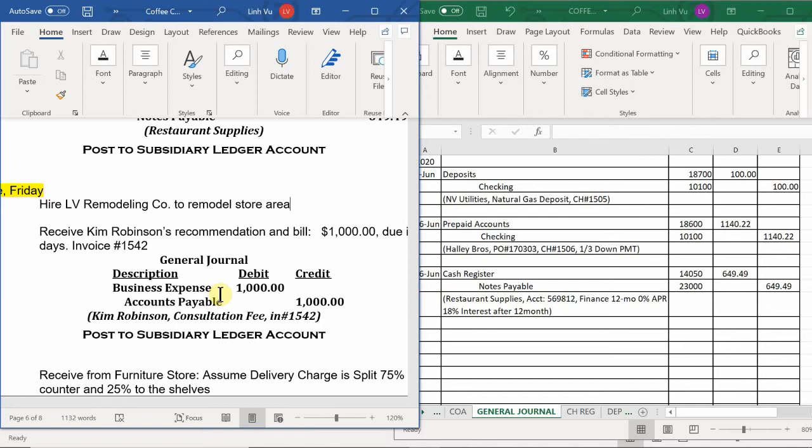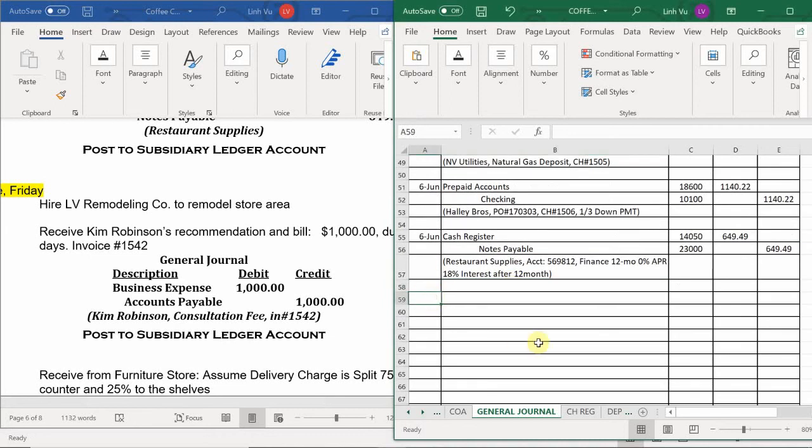So in this case, are we obligated to pay now? No, we're not. We have 3 days to pay. So let's go ahead and plug this into our journal, because we have 3 days to make a payment.